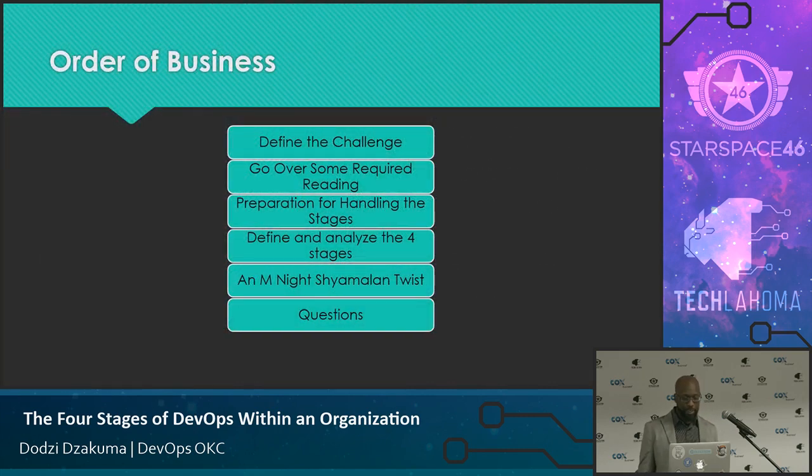Really quick, the order of business today: I'm going to tell you what the challenge is with the stages of DevOps in a company. I'm going to go over some required reading, so reading that you should go and do. I'll also tell you how we're going to look at the different stages and preparing for the stages of the development. We'll define and analyze those stages, and then I have an M. Night Shyamalan twist. If you don't know who M. Night Shyamalan is, he makes these movies and there's a twist in it. And you're like, what? Really? I have one of those.